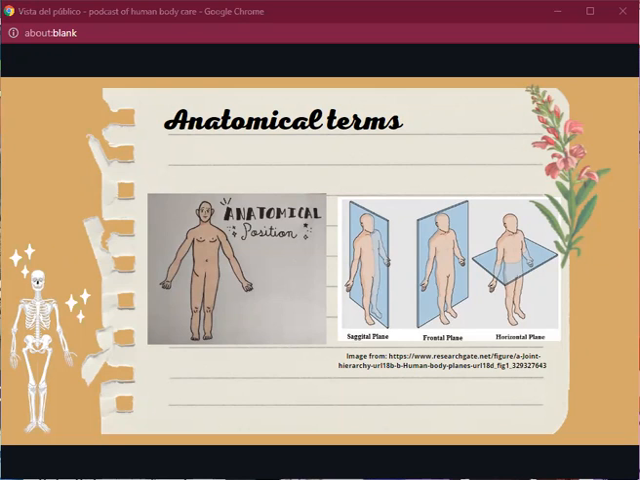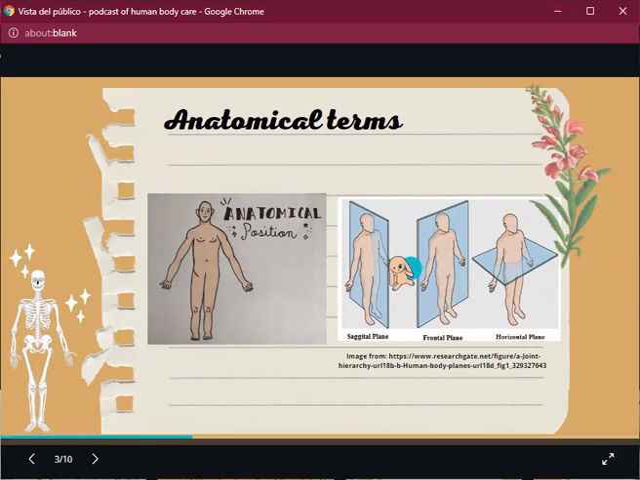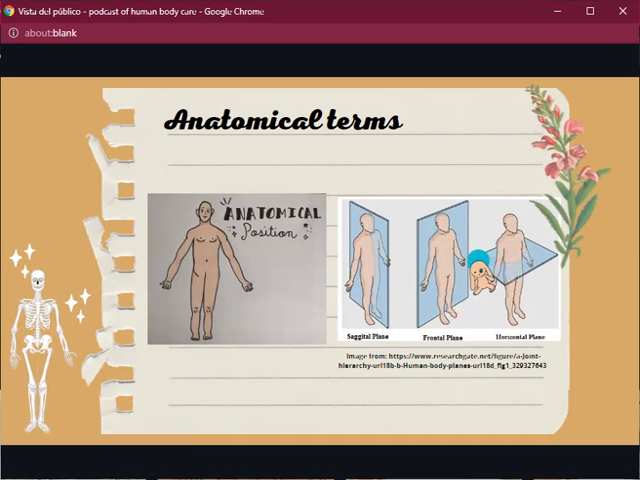that are different lines that are used to divide the human body or organs to see internal structures. Here in the image, you can see that we have the sagittal plane, frontal plane, and horizontal plane.